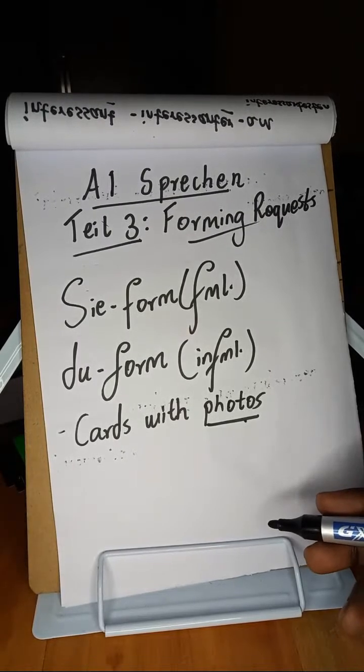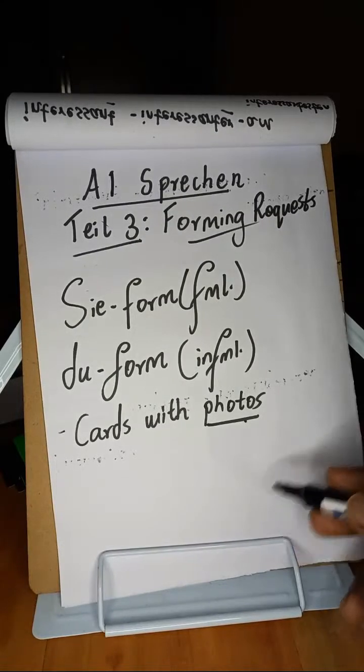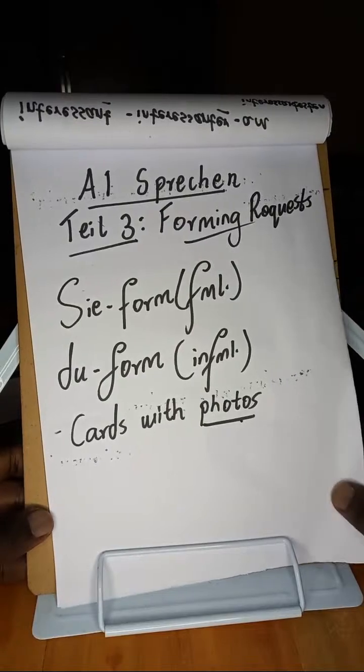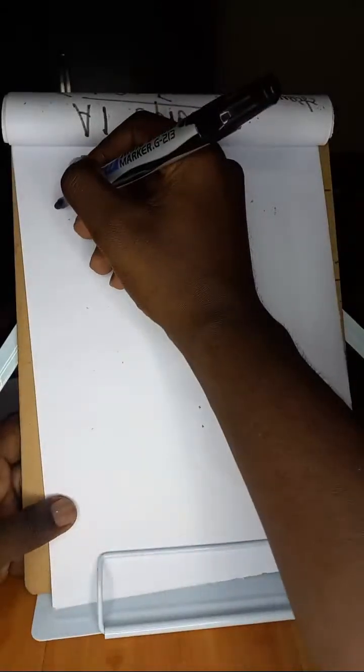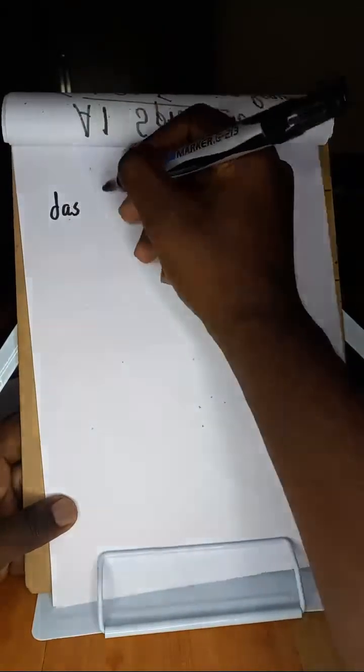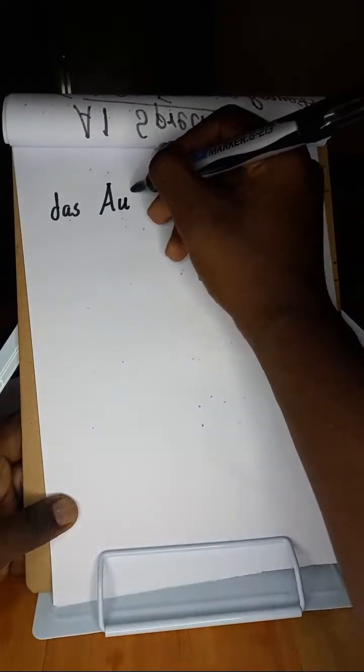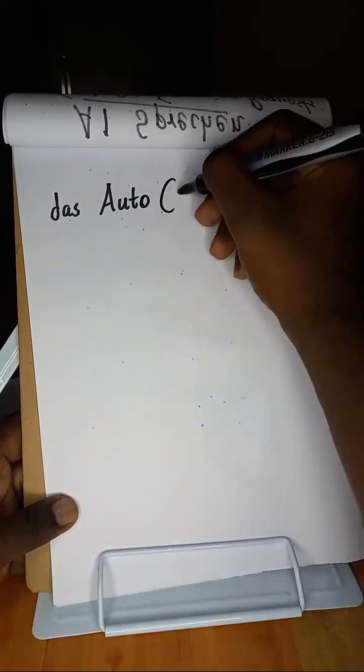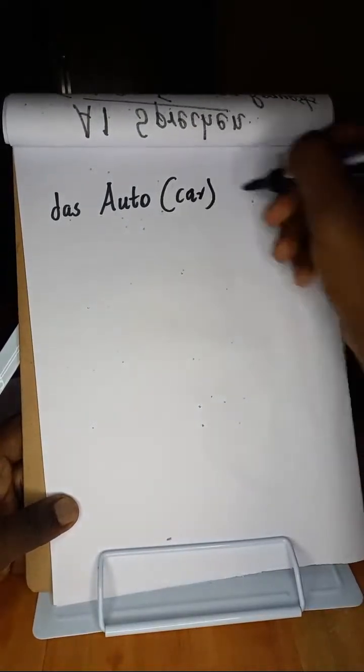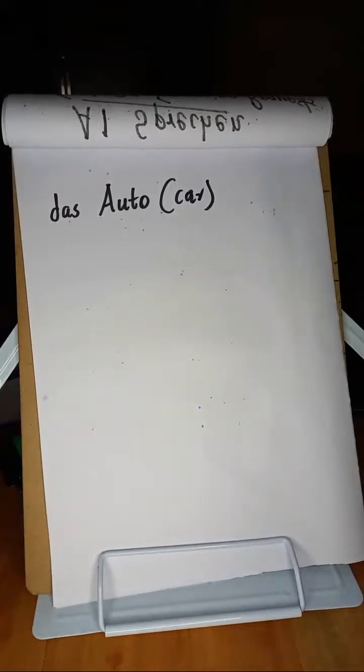So let's assume you got your first card. The first card you got, you are given the word or the photo Das Auto. Let's assume this is your first card. Das Auto, which means car, right? And then you're told to form a request.